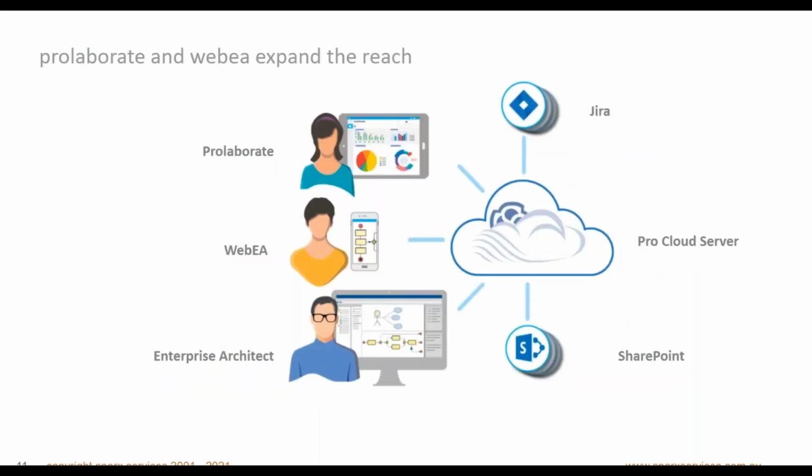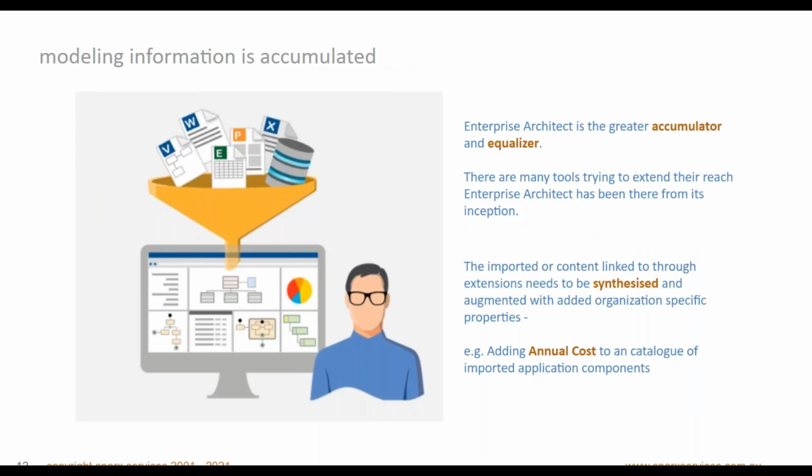Why is this all happening? Well, one of the reasons is because Prolaborate came along and started making some noise in the world. Essentially, people started getting access to information in the models in a way that was pleasing to them, in a way that suited them. So, it's a very welcomed addition to the Sparx product ecosystem, but it means that lots of users have come along. WebEA is another tool that also gives people exposure to the model, and the ProCloud server is there behind driving the whole thing. Now, modeling information is being accumulated all the time.